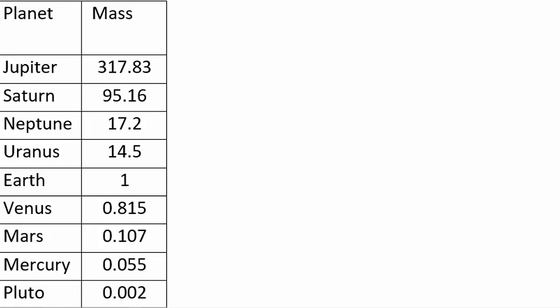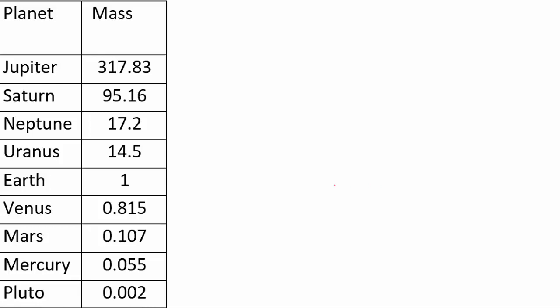Earth and Venus are pretty close together in mass. Venus to Mars, though, that's an almost 8 to 1 ratio. And so that's a big drop there. Mars to Mercury, Mars is only about twice as massive as Mercury. But the biggest jump is going from Mercury to Pluto. Mercury is 27 times as massive as Pluto.